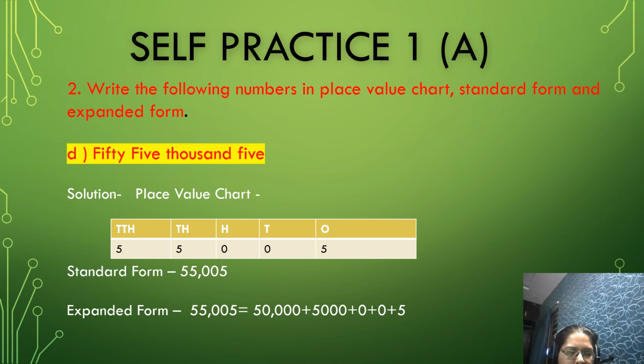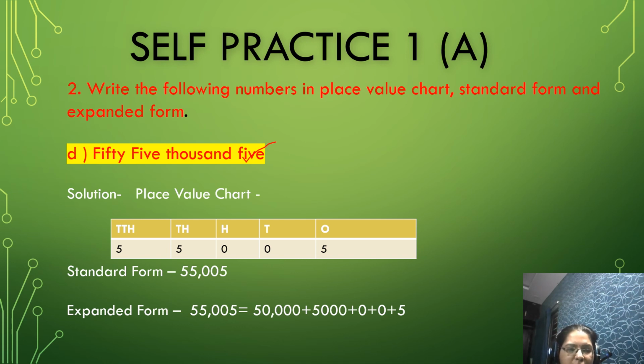55,005. The number given is in word form. This is in word form 55,005. And what will be in the place value chart? 55,005. So 5 is in the 10,000 place.